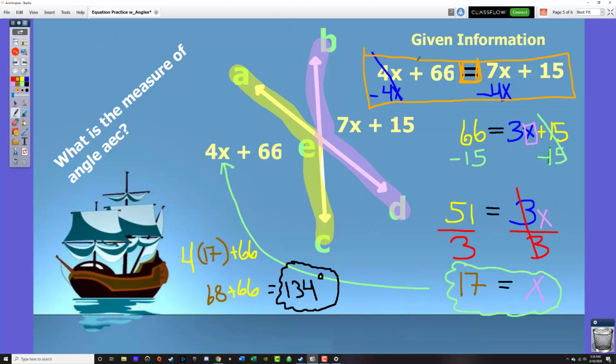And from then on, this problem changes from being a geometry problem to being an algebra problem. Okay, we use inverse operations and the skills that we've learned in solving equations to solve for x. Then we plug x in for our variable and just followed the order of operations, and we got 134 degrees.